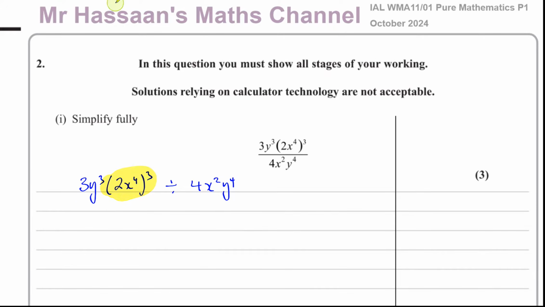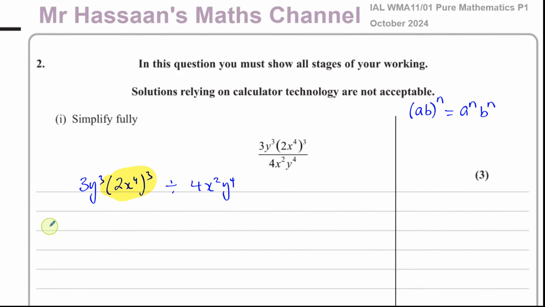There are two rules that I'm going to apply to this. One of them is the rule of indices where you have a product of two terms, different bases, raised to a particular power. It's the same as raising them individually to that same power and multiplying them together. So (ab) to the power of n is a to the power of n times b to the power of n.